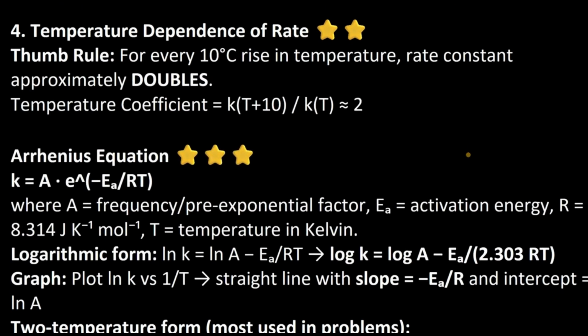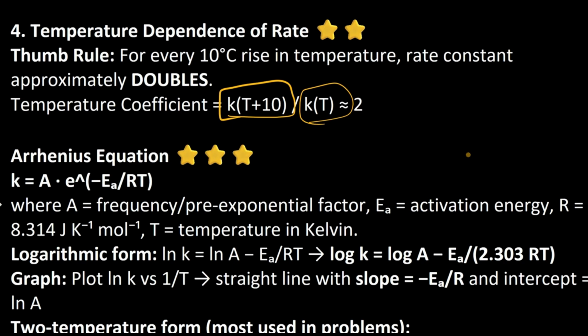Then temperature dependence of rate. So for every 10-degree rise in temperature, the rate constant approximately doubles. So temperature coefficient is equal to the rate constant at temperature plus 10 divided by the rate constant at the T temperature. So that is approximately 2. Here comes the Arrhenius equation.